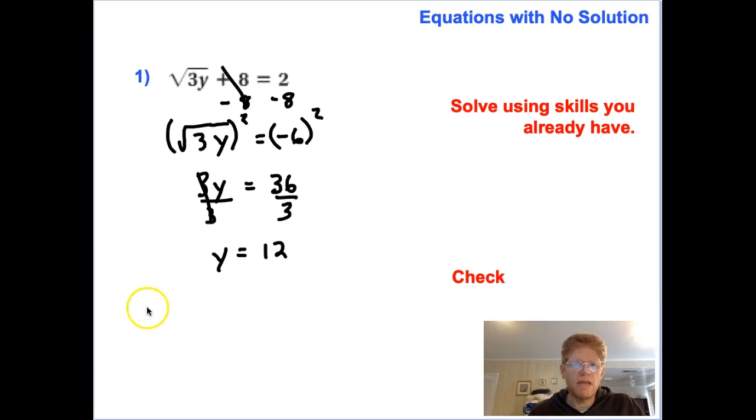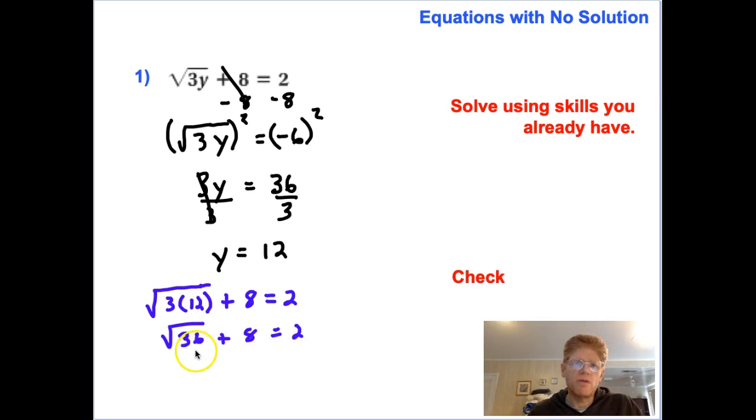Plug our values back in, so we get the square root of 3 times 12 plus 8 should be equal to 2. Now, the square root of 3 times 12 is 36, plus 8, equal to 2. And the square root of 36 is 6, plus 8. That's going to give me 14. Is 14 equal to 2? It is not. There is therefore no solution.